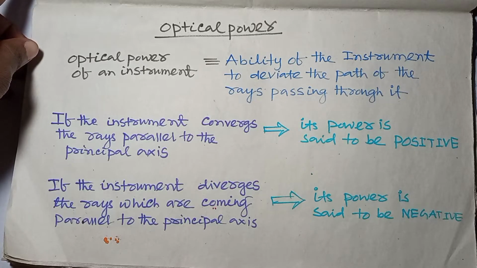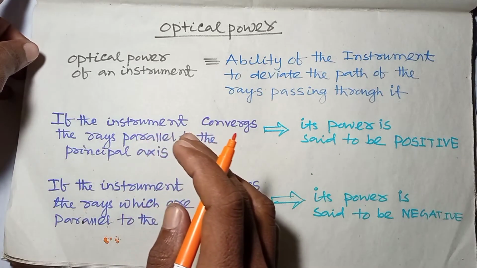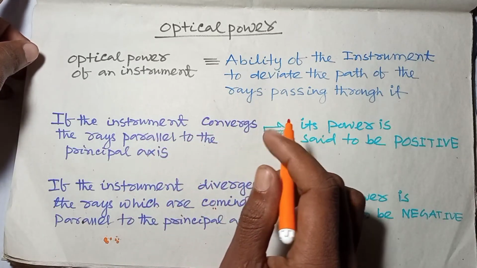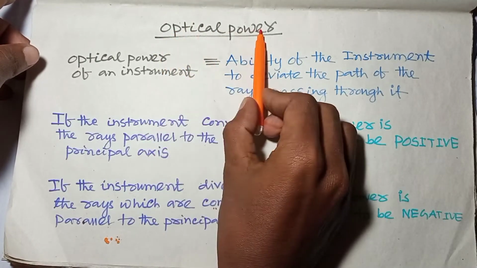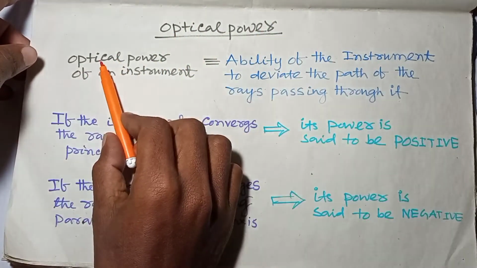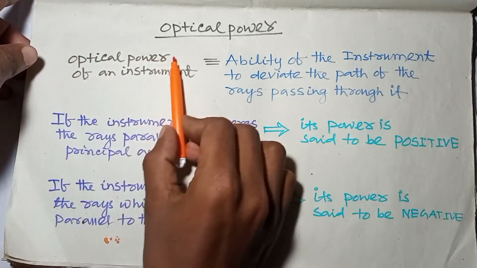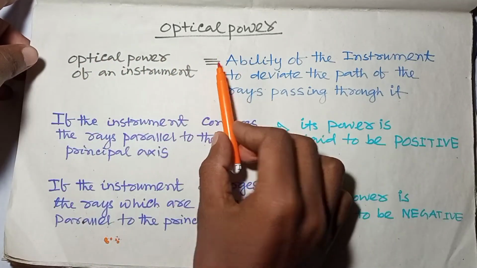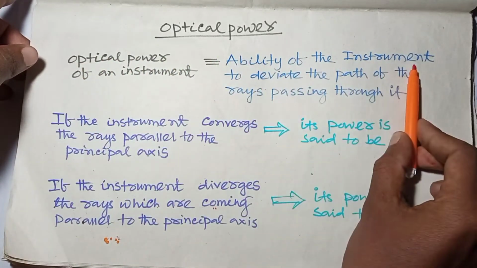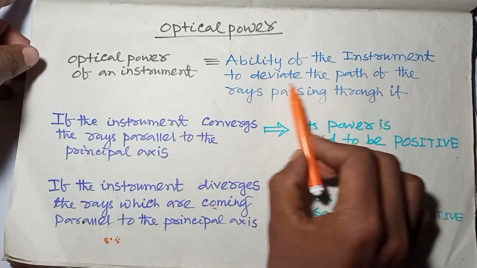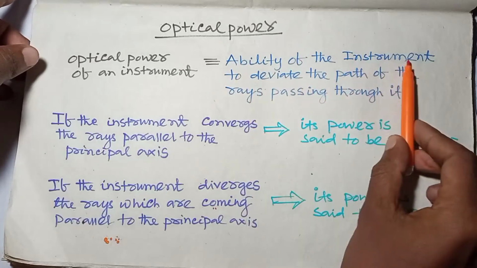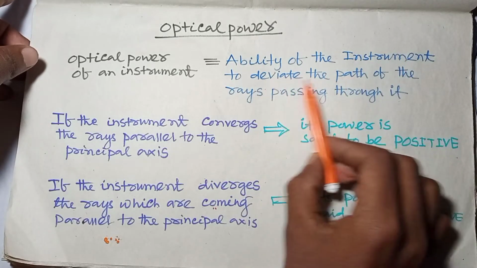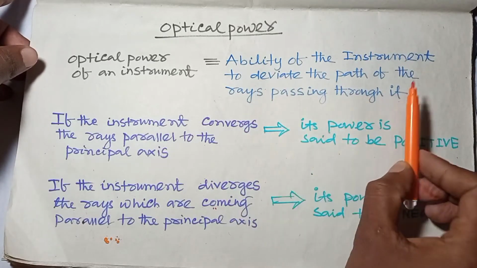In this video I am going to discuss the optical power, or the power of an optical instrument. Alright, so let's get started. Our today's topic is optical power. Here is the definition. Optical power of an instrument is the ability of the instrument to deviate the path of the rays passing through it.